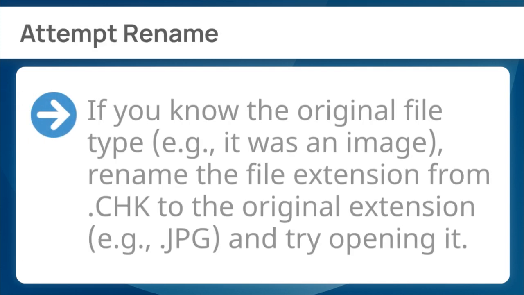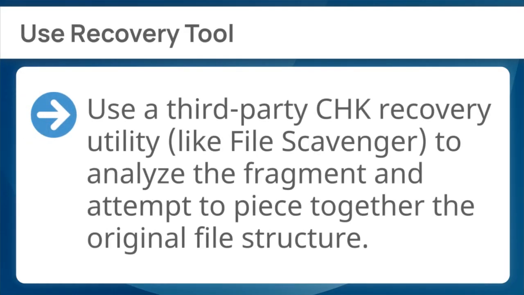Next, attempt rename. If you know the original file type, e.g. it was an image, rename the file extension from CHK to the original extension, e.g. JPG, and try opening it. Finally, use Recovery Tool. Use a third-party CHK recovery utility, like File Scavenger, to analyze the fragment and attempt to piece together the original file structure.